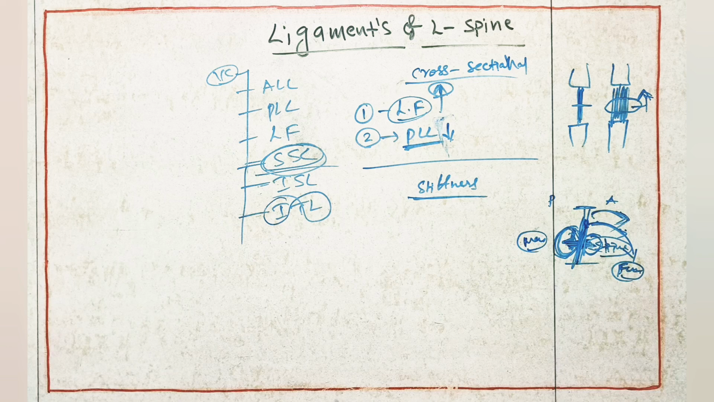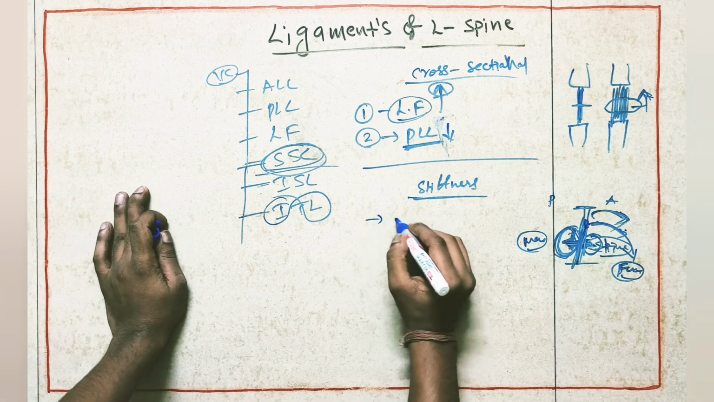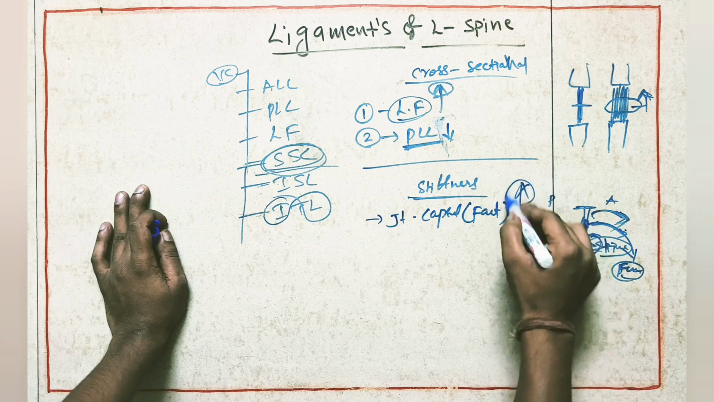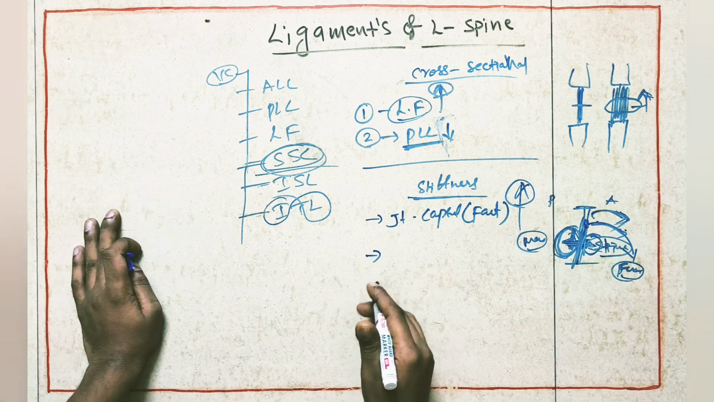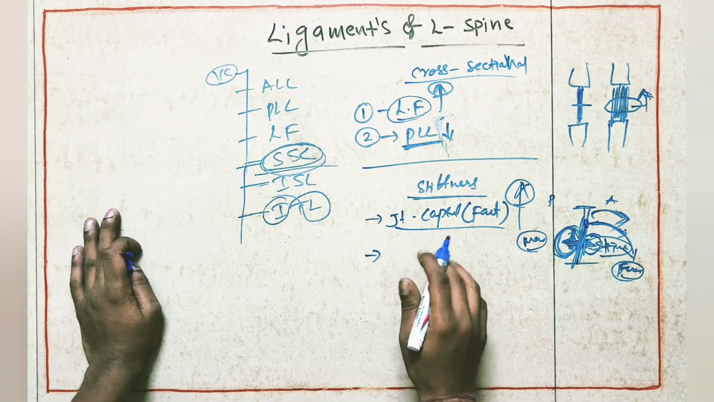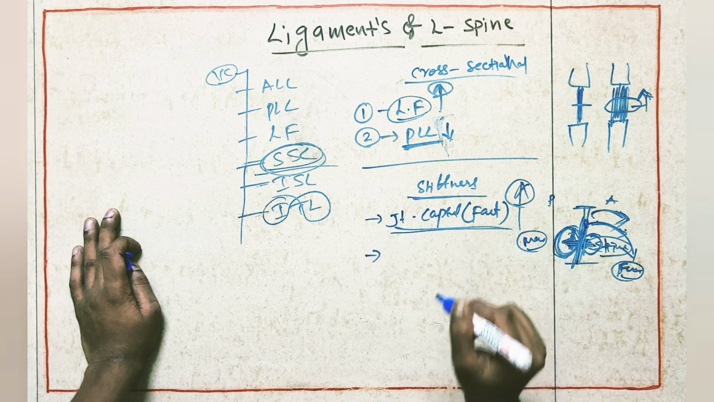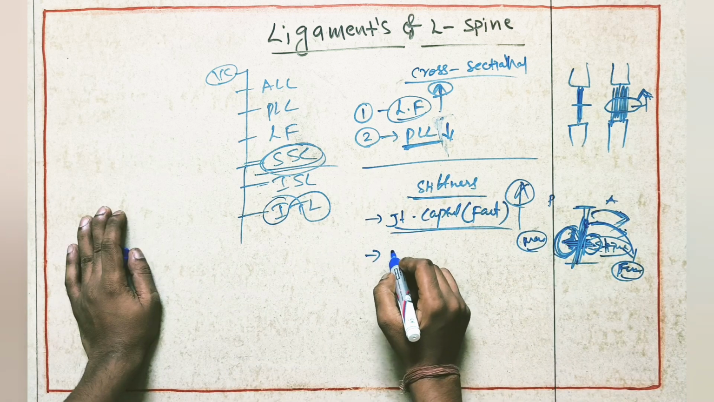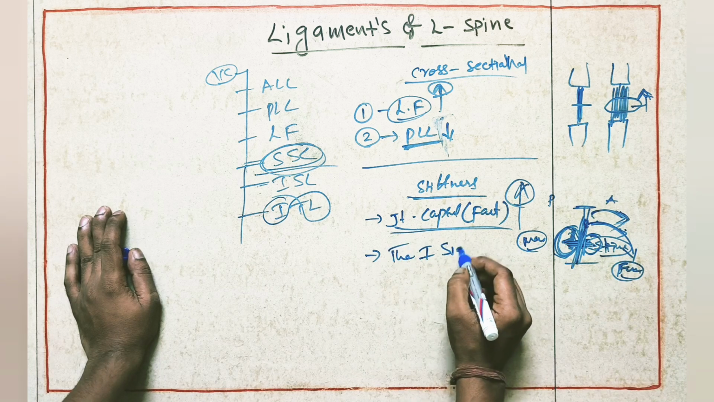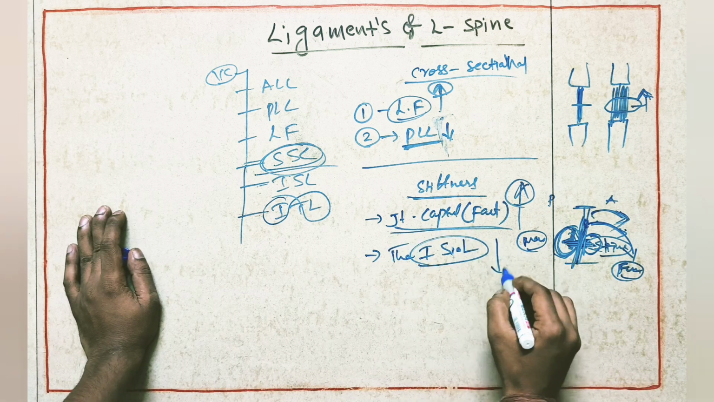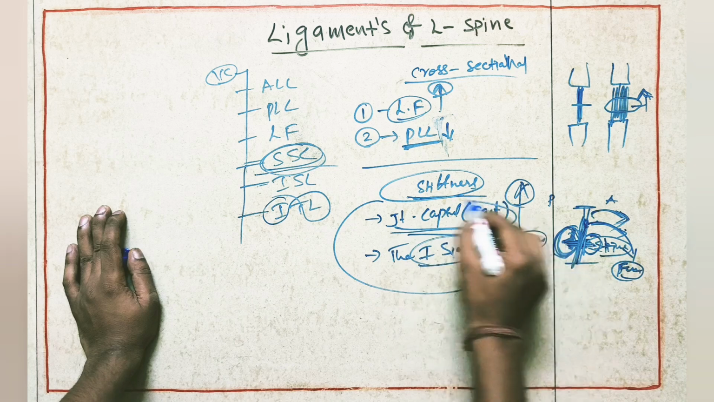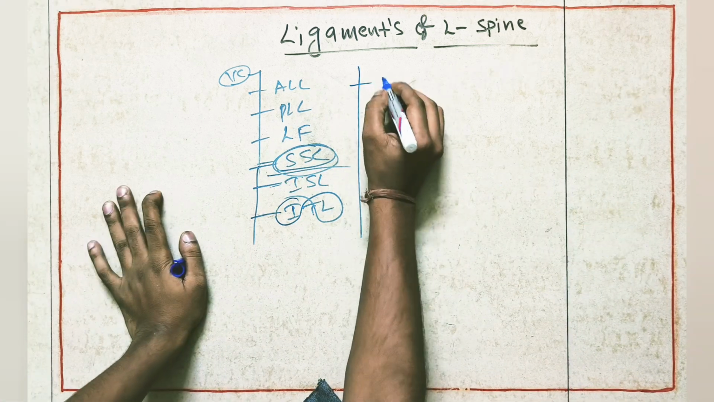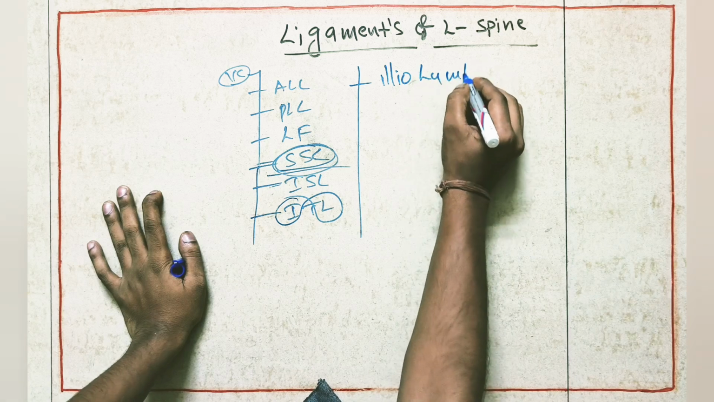So which structures have more stiffness? Here the joint capsules, the facet joint capsules, have more stiffness in the lumbar spine. This is the most stiffness, and the least stiffness in the lumbar spine we can see in the interspinous ligament. So the interspinous ligament has the least stiffness, and the joint capsules have the highest stiffness of the lumbar spine.